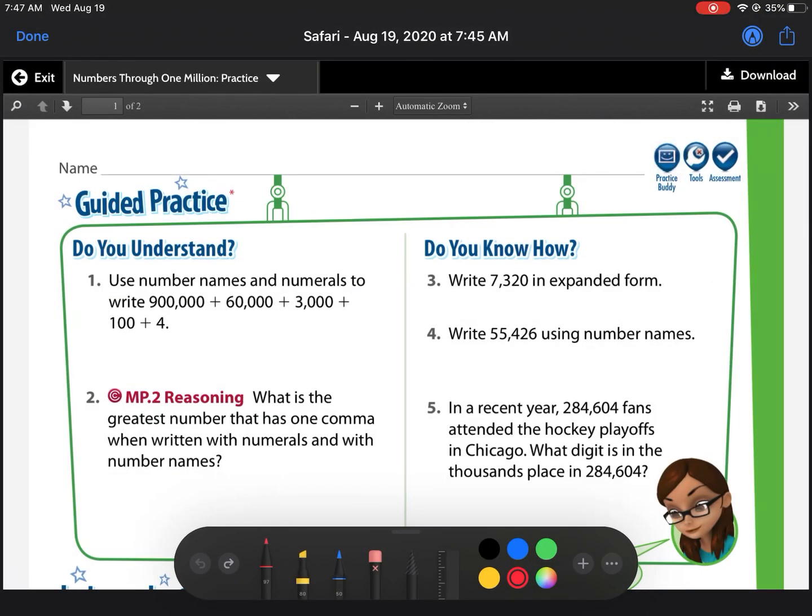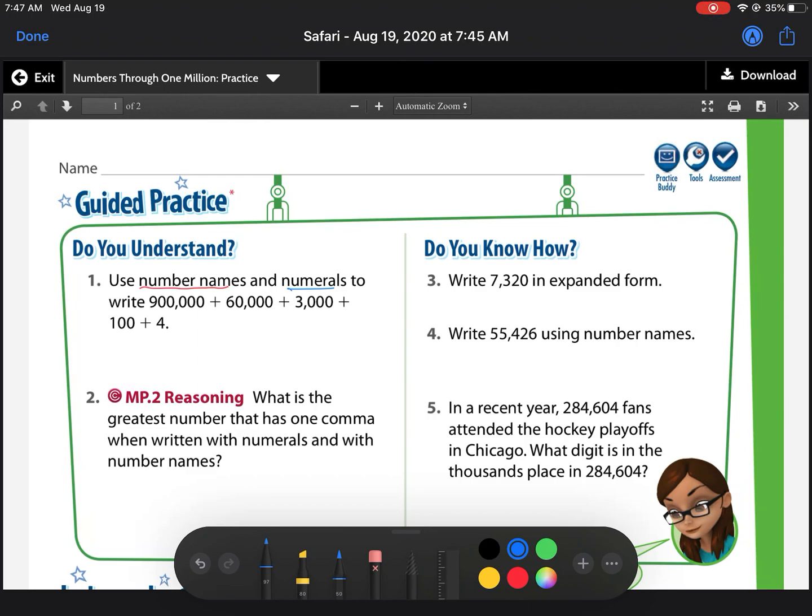All right, guys, so you should have watched that visual learning. So now what we're going to do is head on to some practice together. What I have here are some examples that I'm going to do from my enVision math book. Here it's asking me to do two things. It's asking me to use number names, but it's also asking me to use numerals. Numerals mean I write that number out.